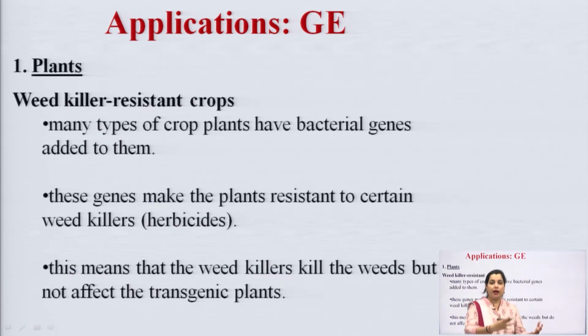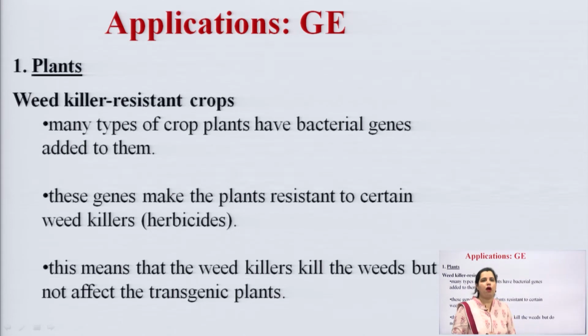First of all, in agriculture, in regards to the plant or agriculture industry, we can use genetic engineering processes to develop weed killer resistant crops. Crops affected by weeds or insects, we can modify using genetic engineering processes to get more resistant crops.